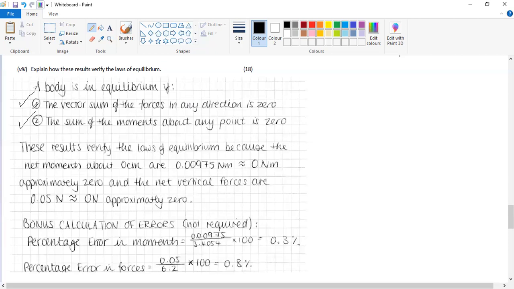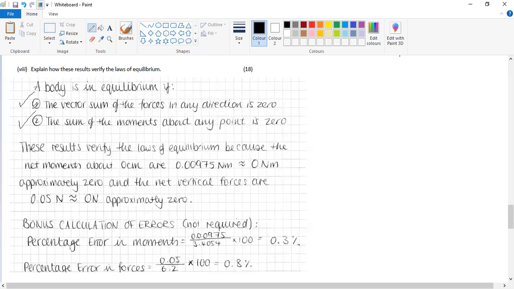In the moments, that one sounds a bit smaller because it's 0.00975. But comparing that to, I picked the anti-clockwise one. So comparing that little bit left over to the anti-clockwise one, getting a percentage, so just divide one by the other, multiply by 100, it's actually 0.03% of an error, of a difference. That's quite small. Even 1 or 2% is small, but 0.03, tiny. We're happy to say that that's approximately 0 in this case.